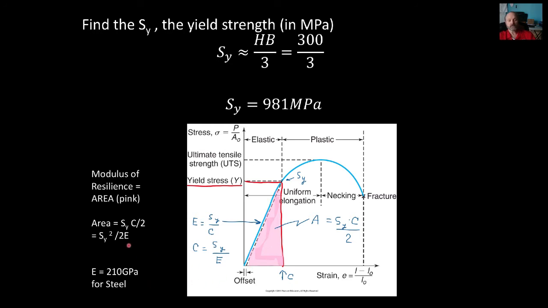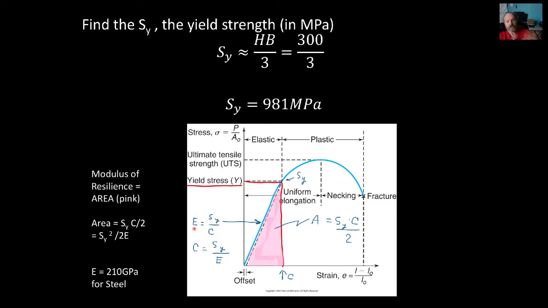Well, C you can rewrite, okay, right here. If you remember what the definition of the elastic modulus is, E, it's equal to S sub Y over C. So that's rise, right? Rise, and then the run is C. So that's the slope of this curve, right? It's Hooke's law. This is basically Hooke's law. So you go E equals S sub Y over C.